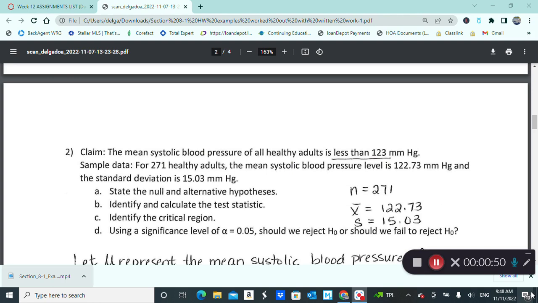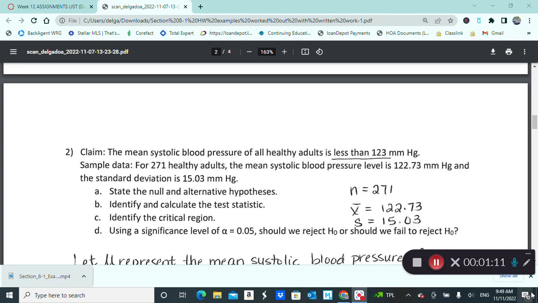We do have some sample data. For 271 healthy adults in our sample, the mean blood pressure level was 122.73, and the standard deviation for the sample was 15.03. In this scenario, we're going to perform a full hypothesis test.